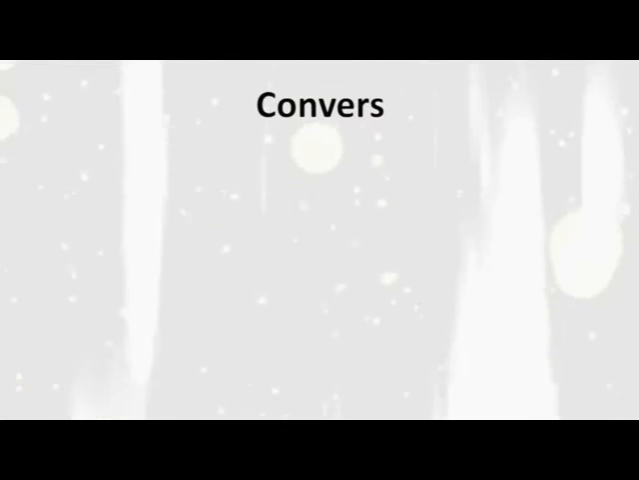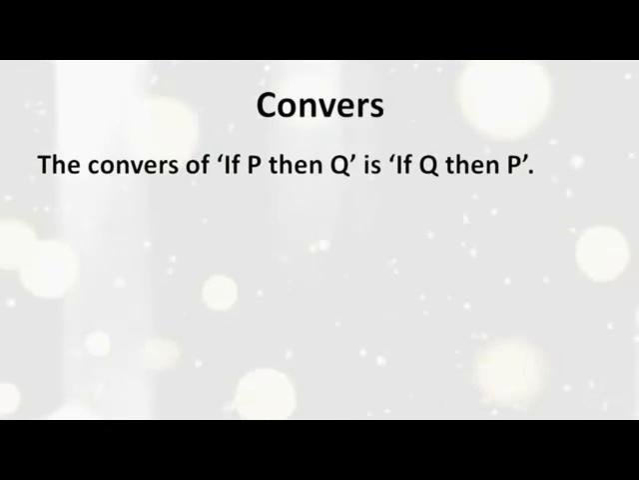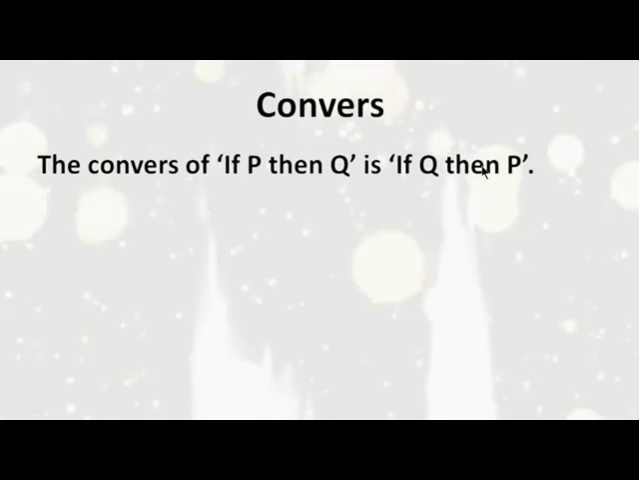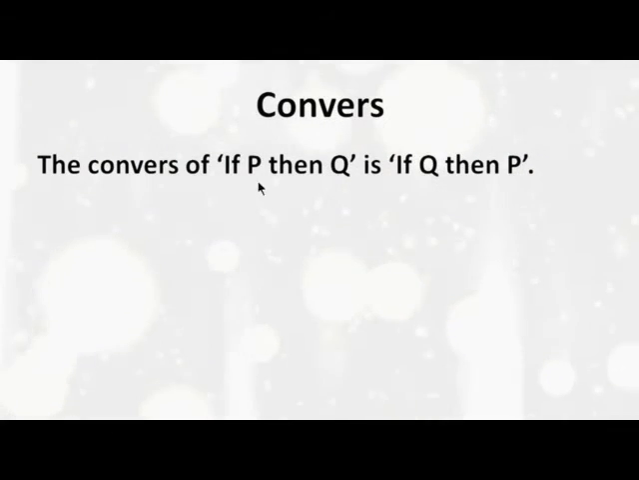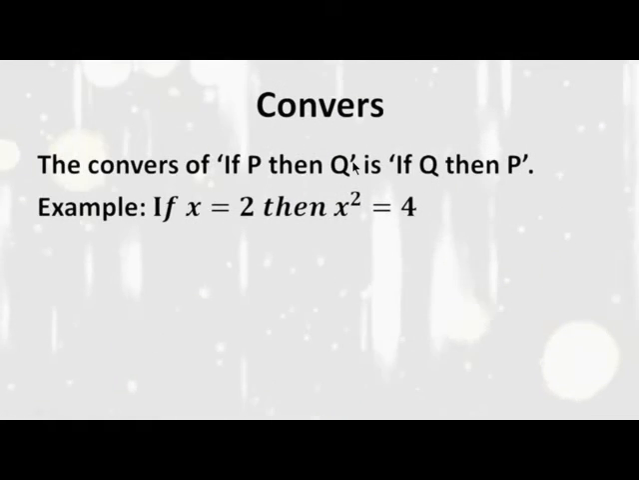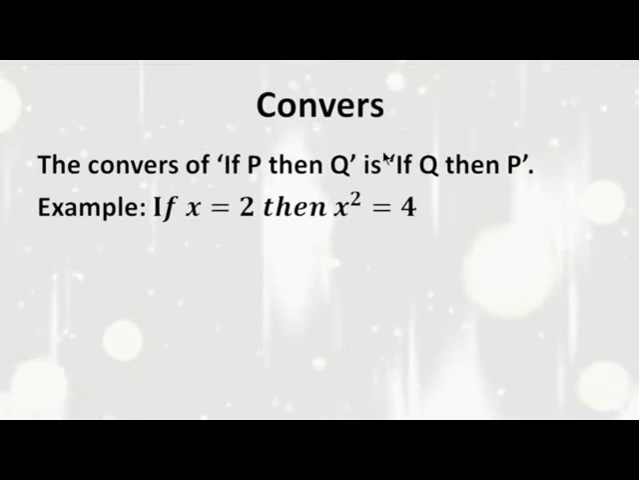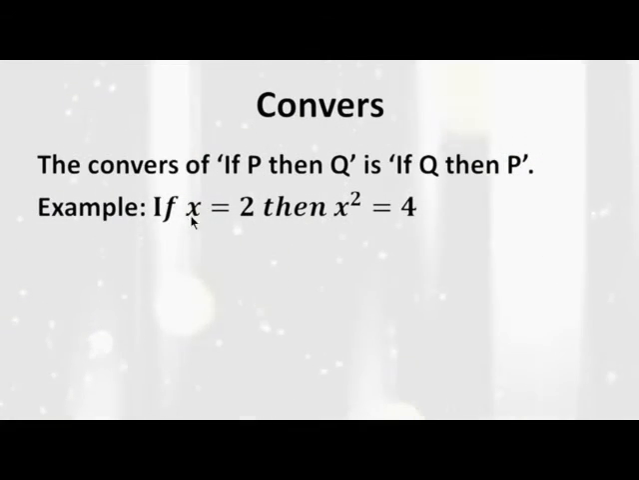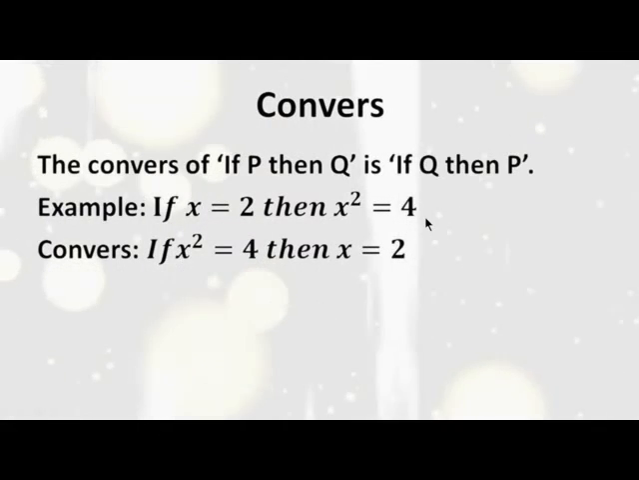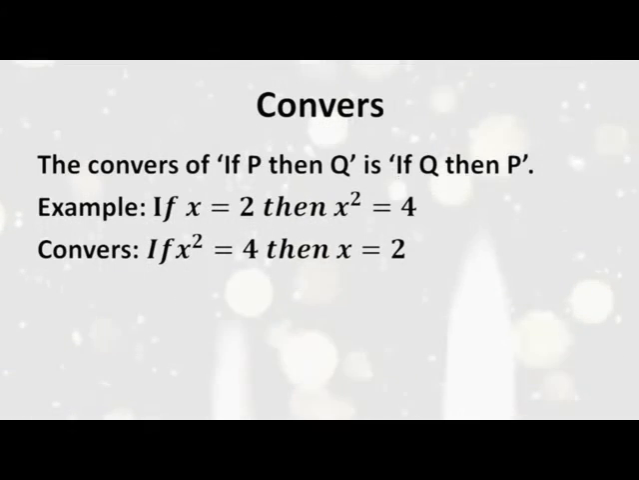And then there is converse. The converse of if P then Q is if Q then P. You just simply need to switch the order. So for example, if x equals 2, then x squared equals 4. You move this statement here and this one to here. So the converse is if x squared equals 4, then x equals 2.